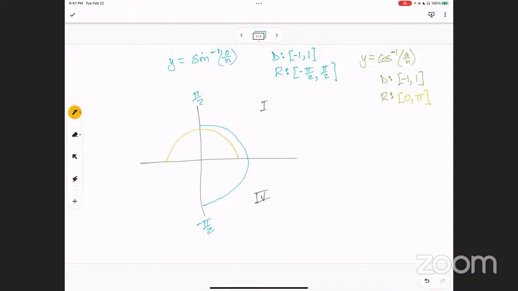Well, how did I turn that color? I didn't mean to do that. Okay, does that make sense to you? Okay, so there's 0 to pi.